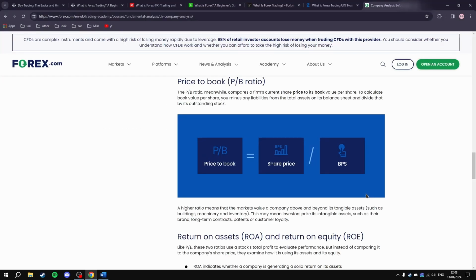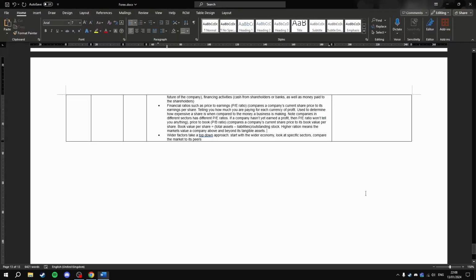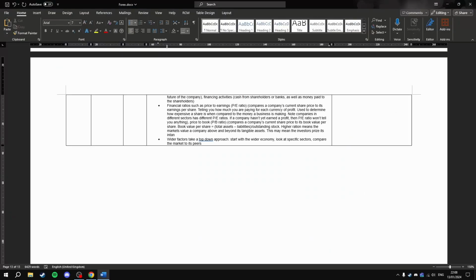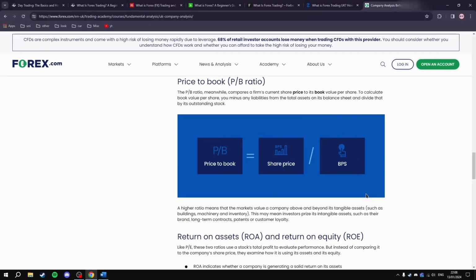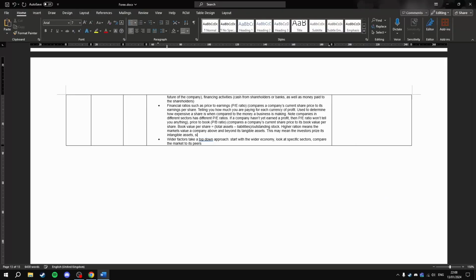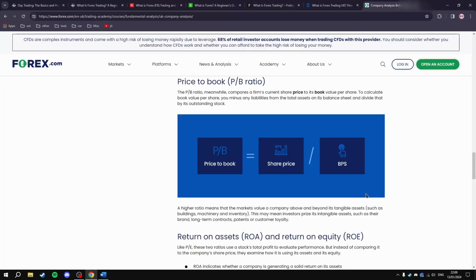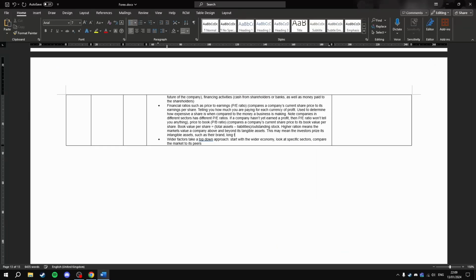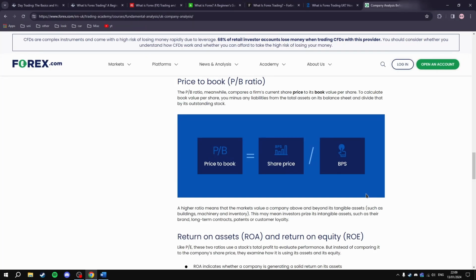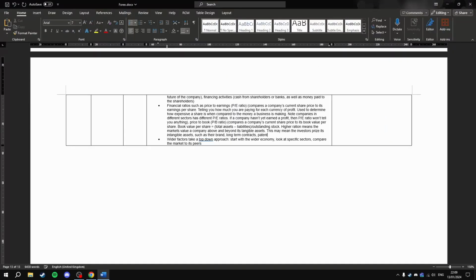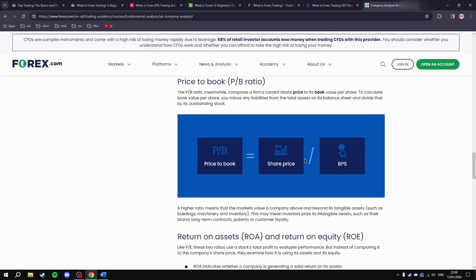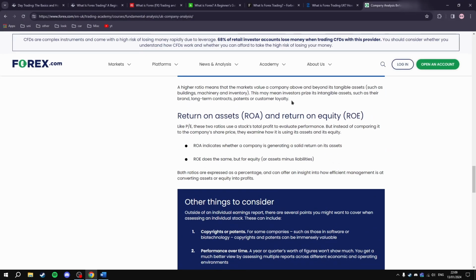This may mean investors price in its intangible assets, such as its brands, long-term contracts, patents, or customer loyalty. Return on assets and return on equity.